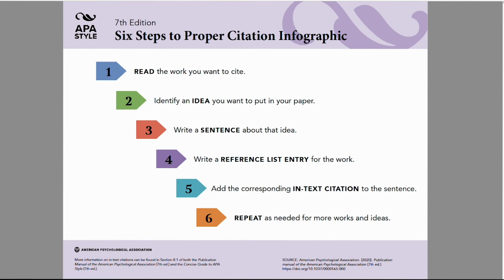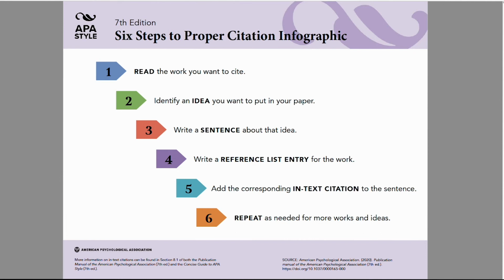You can write the reference list at that moment. Write that reference list entry so you're not going back doing double work, because it's easy to write a long paper and to miss things. And also add the corresponding in-text citation to the sentence immediately. And then you repeat as needed for more works and more ideas. So again, read the work you want to cite, identify an idea you want to put in your paper, write a sentence about that idea, write a reference list entry for the work, add the corresponding in-text citation to the sentence, repeat as needed for more works and ideas.